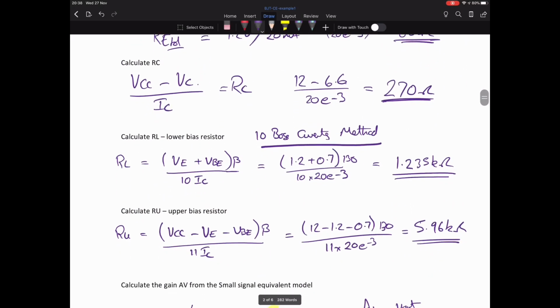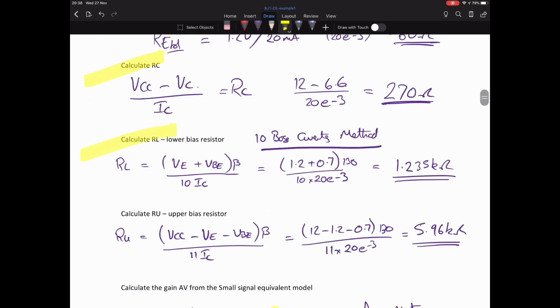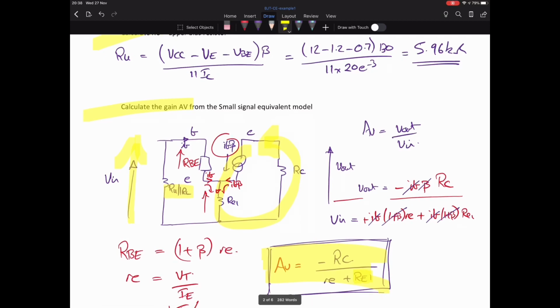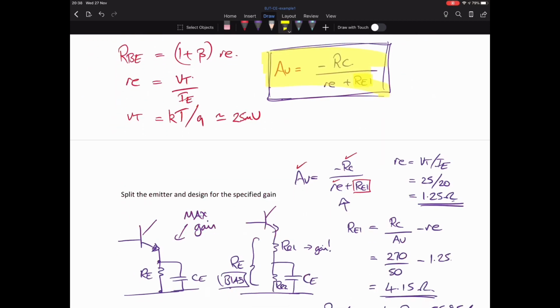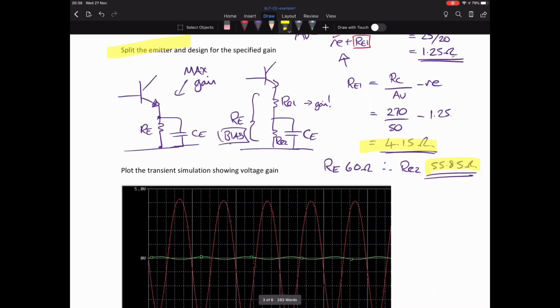But the work on the exam question is not complete. There's more to do. We've calculated RE total, nice and simple, that's the start. We've calculated RC. We've calculated the lower and the upper bias resistors. We've derived the small signal equivalent gain circuit. Again, that's very important to know how to do, because we've effectively calculated the equation for AV rather than just remembering it, or remembering it wrong. We've worked out how we split the emitter to control the gain, and we can specify the values of the two resistors that make up the total bias.